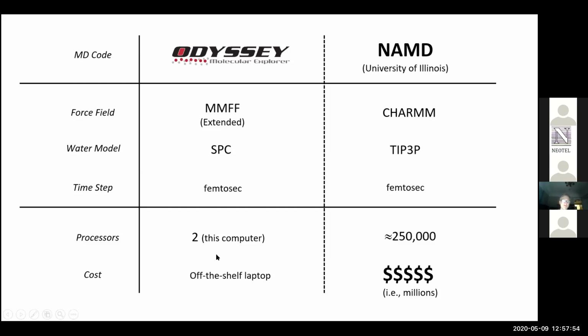computer I'm using has just two cores. It's an i7 chip. The computer that they use has 250,000 cores.